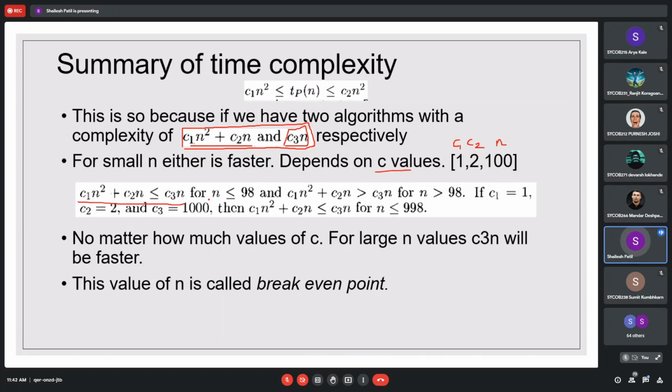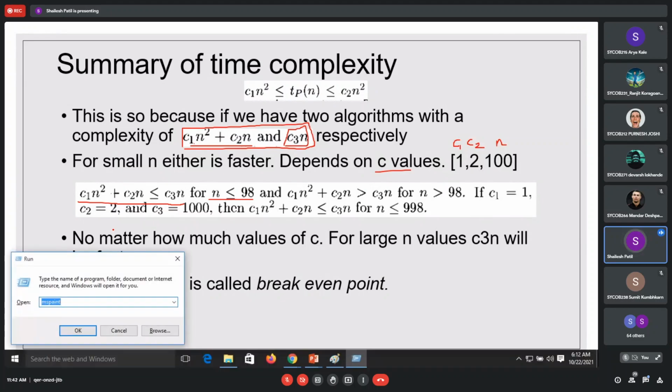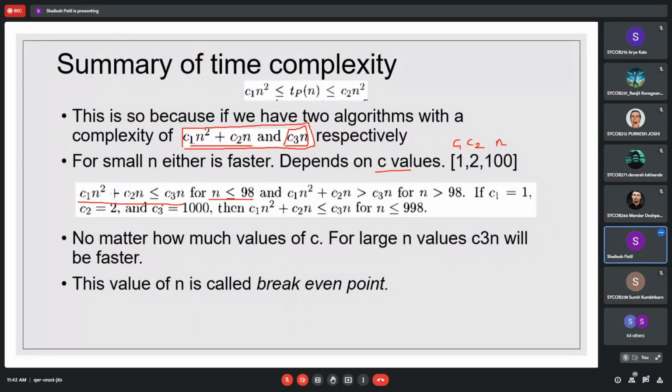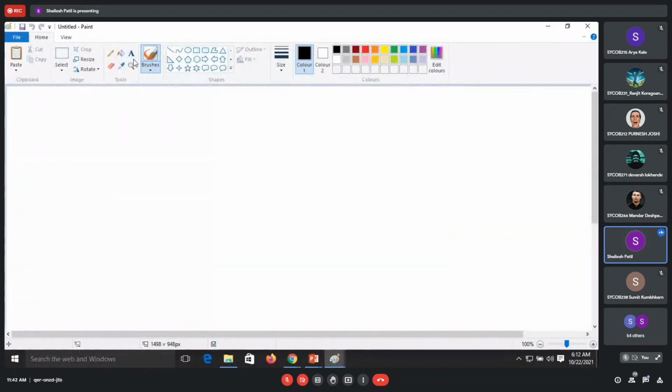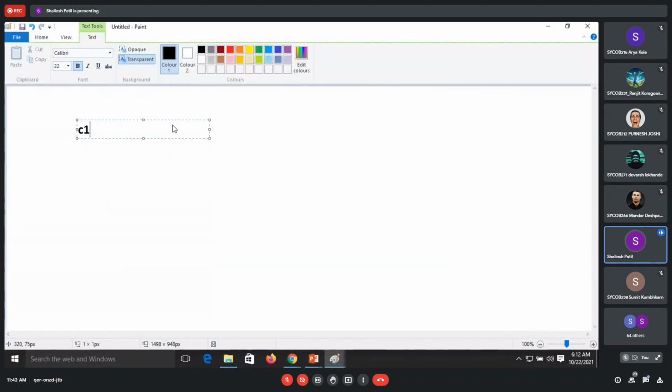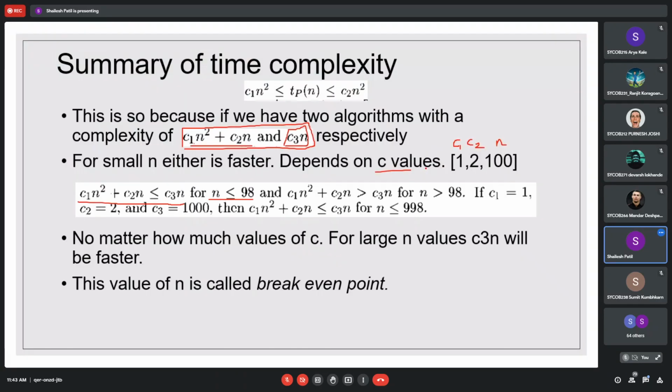For all n less than or equal to 98, this will work like this: c1 n square plus c2 n is less than or equal to c3 n. We'll calculate this to understand it in more detail. I will write this over here: c1 n square plus c2 n, which we have to show is less than or equal to c3 n. So what we have is c1, c2, and c3.